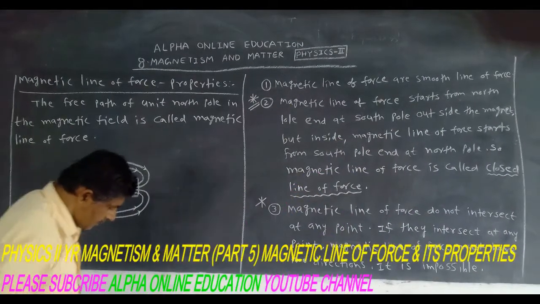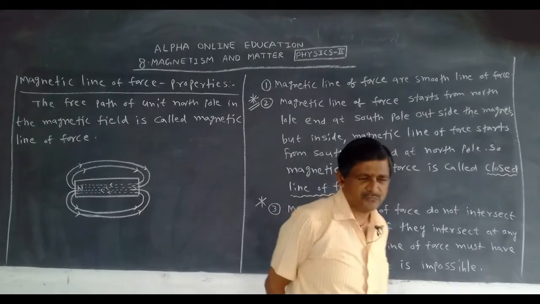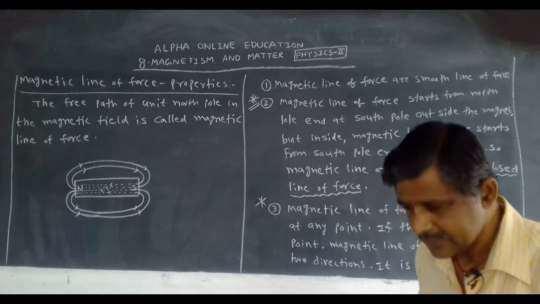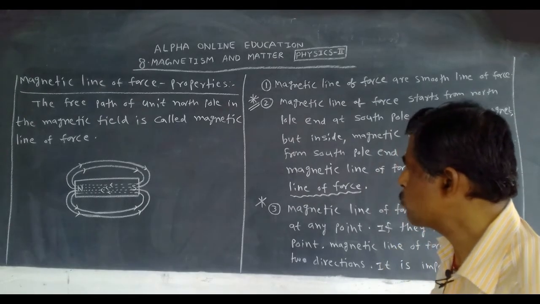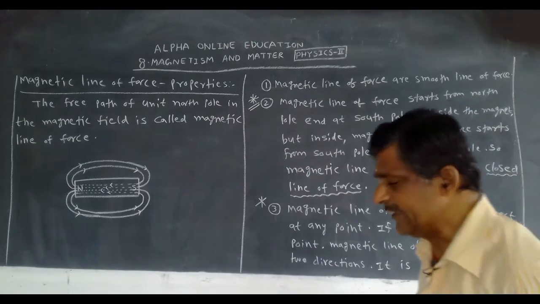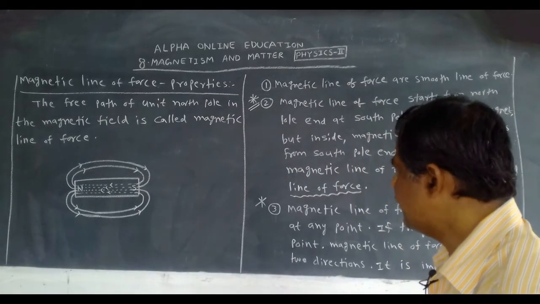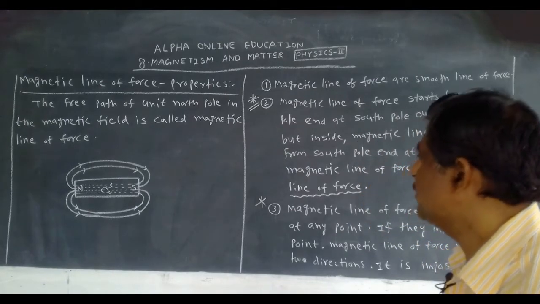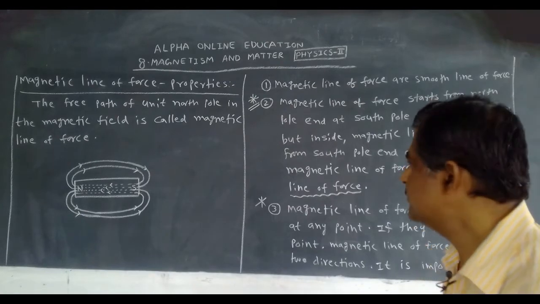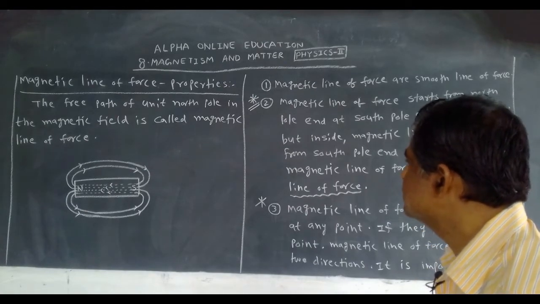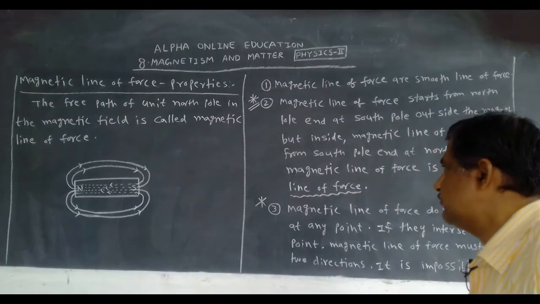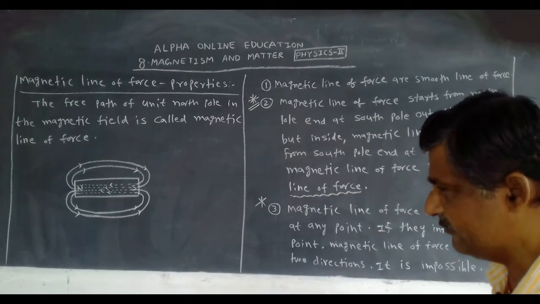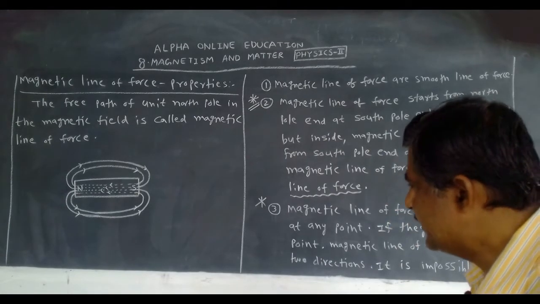Now, magnetic line of force and properties. This topic is important for 2 marks. Now, what is a magnetic line of force? The free path of unit north pole in the magnetic field is called magnetic line of force.